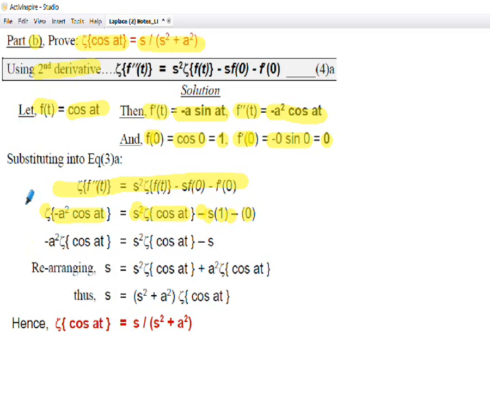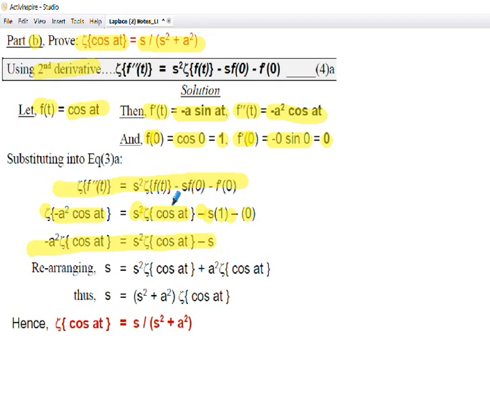So again, just slightly modifying the equation here. On the left-hand side, I've taken a negative outside of the bracket. A negative a squared has come outside because it's a constant, and that's equal to s squared times the Laplace transform of cos at minus s. I've just ignored the last term.